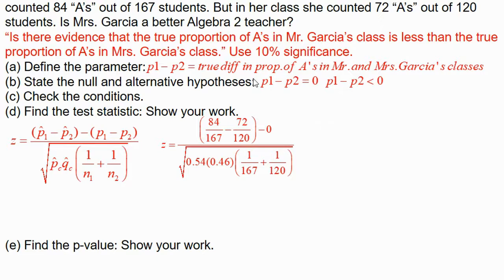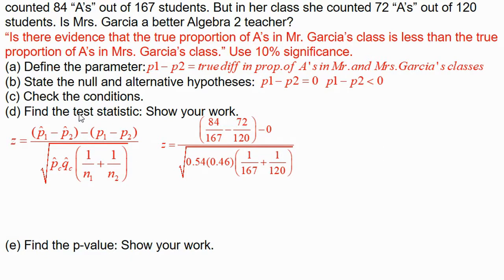State the hypothesis. P1 minus P2 is equal to 0. So there is no difference between us. Next one, alternative hypothesis. P1 minus P2 is less than 0. So we want to test to see if the proportion of A's in Mr. Garcia's class is less than the proportion of A's in my class.